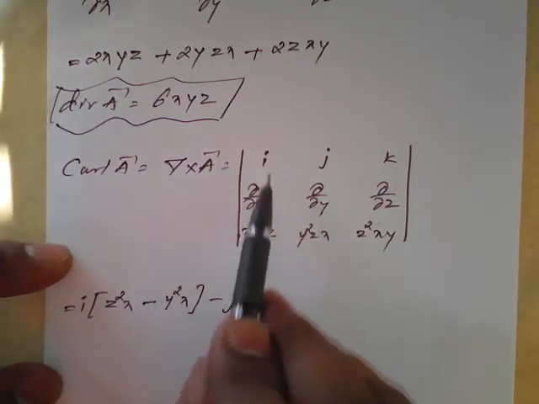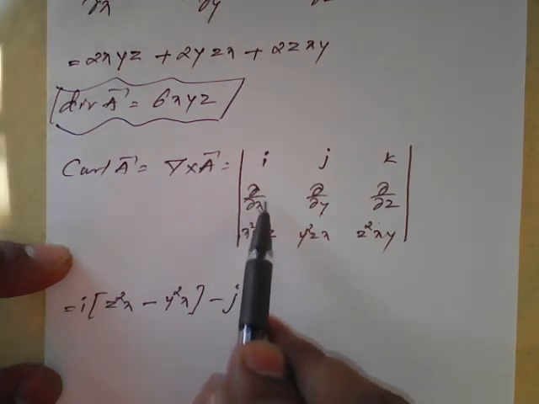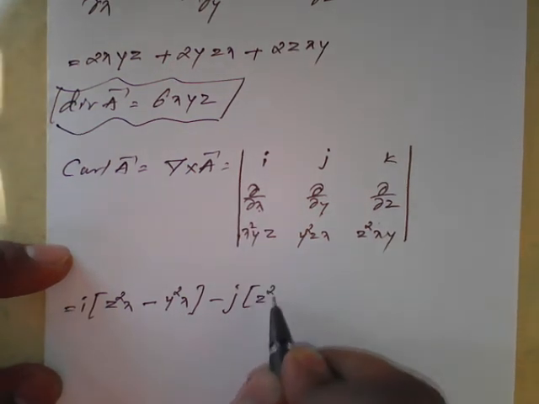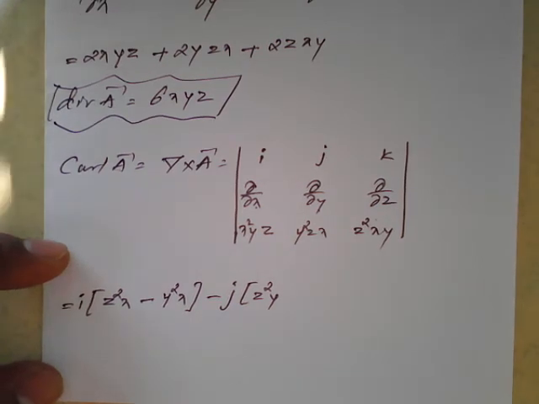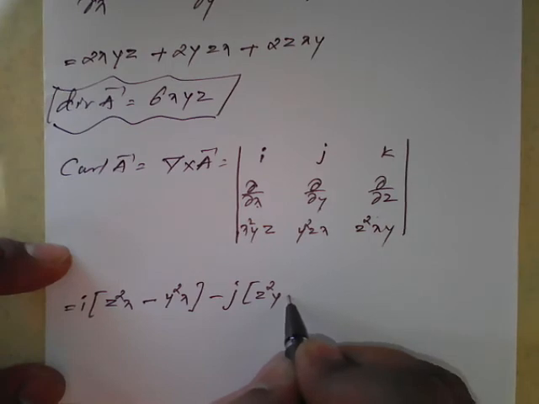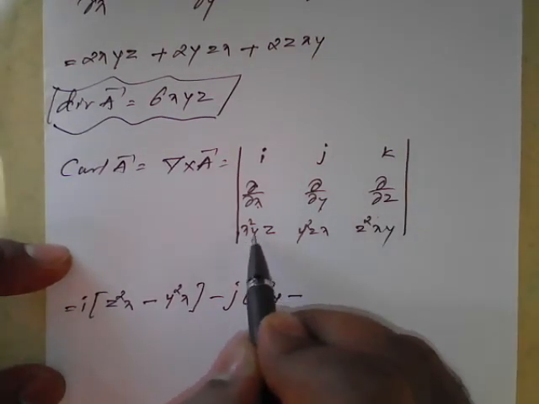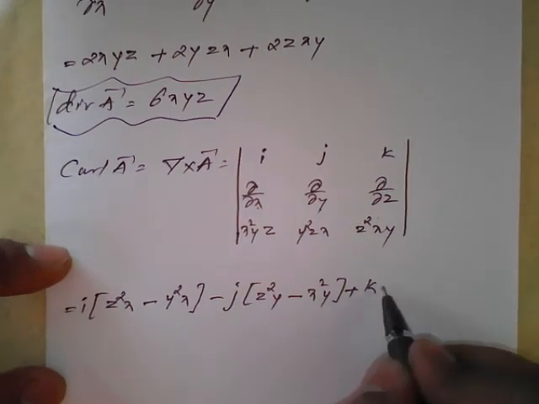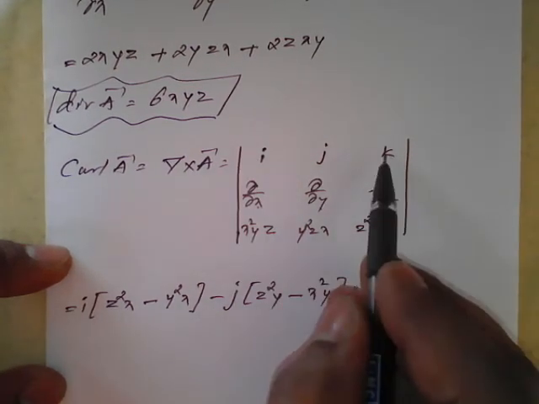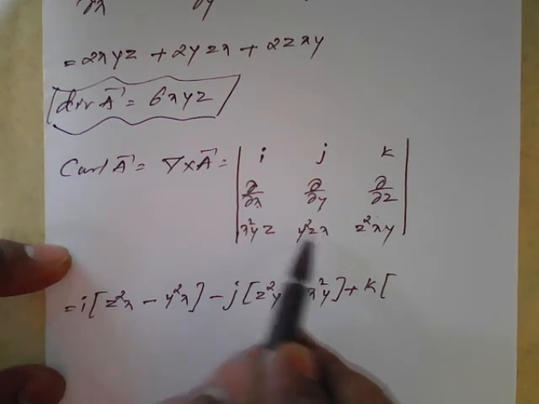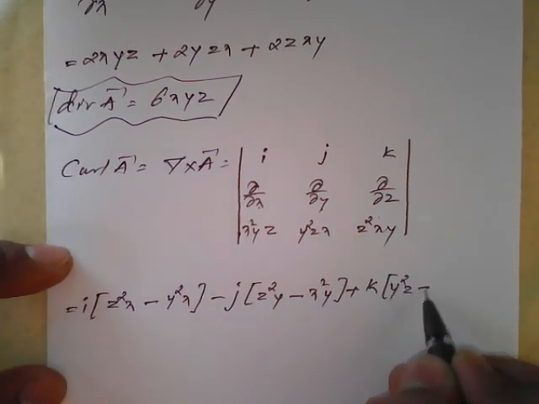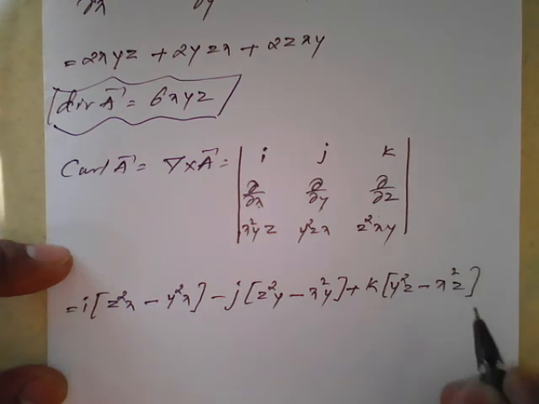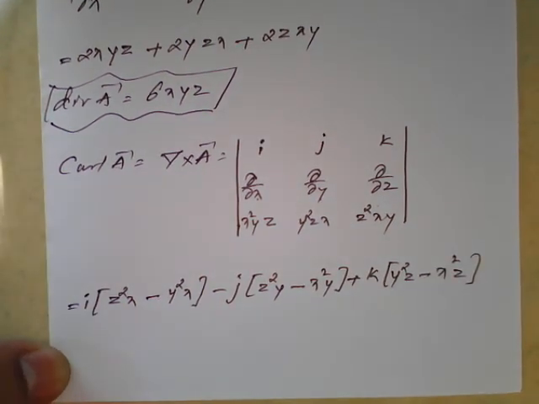Next, for the partial derivative, we hide the first row and middle column. So the partial derivative of this function with respect to x is z square y, minus the partial derivative of x square yz with respect to z, which is x square y, plus k times. Next, the first row and third column: the partial derivative of y square zx with respect to x is y square z, minus the partial derivative of x square yz with respect to y, which is x square z.